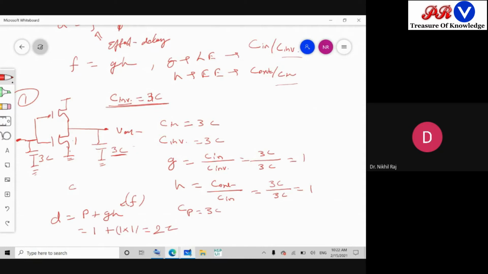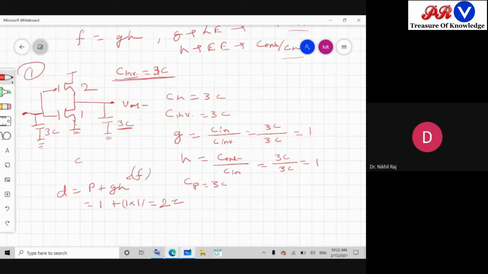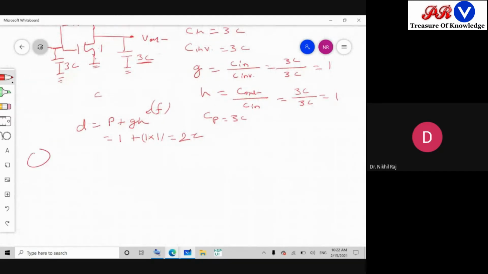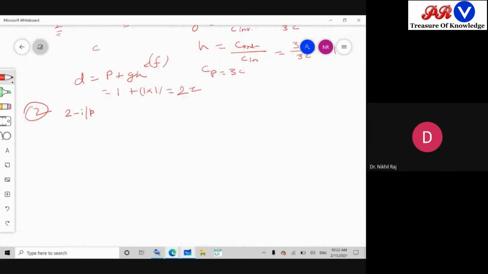Now in the same way, if I change this one, we'll take another problem, that'd be better. Second problem I will take here. So I will draw here a 2 input gate. You tell me which gate I am drawing, then I will solve that one.